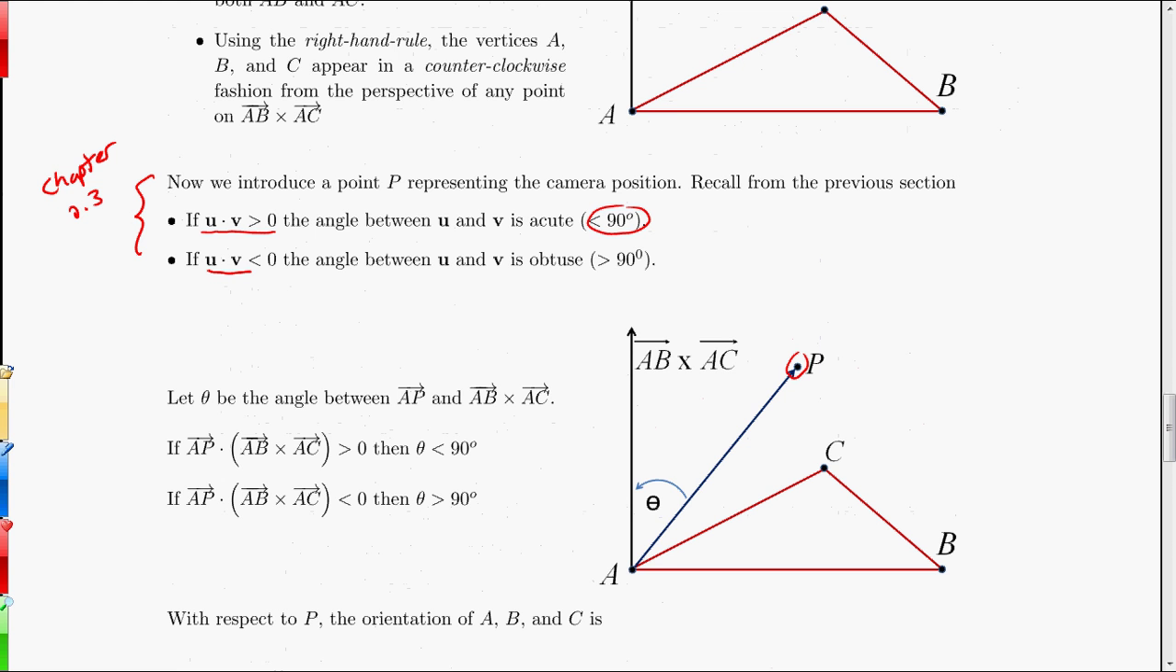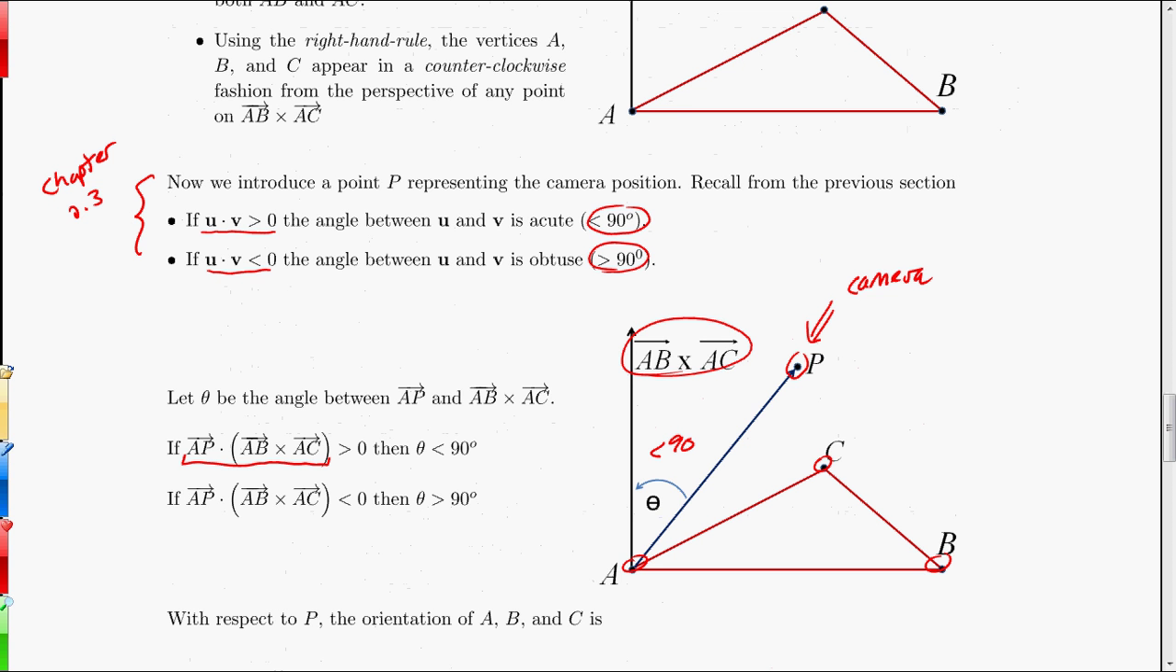If you take the dot product of two vectors and it's less than 0, then the angle between those two vectors is bigger than 90. So suppose this point P is your camera, right? And I have A, B, and C, and this vector AB cross AC. If I take AP, I'm going to look at it down here. If I take AP and dot it with AB cross AC, if that's greater than 0, then this is less than 90, which means I'm above this plane.